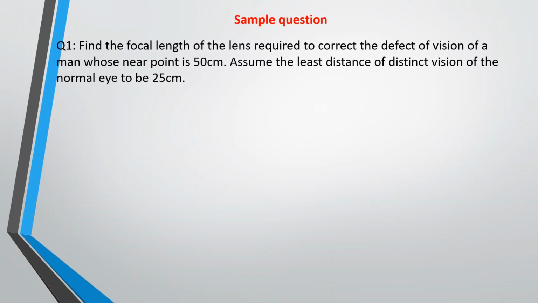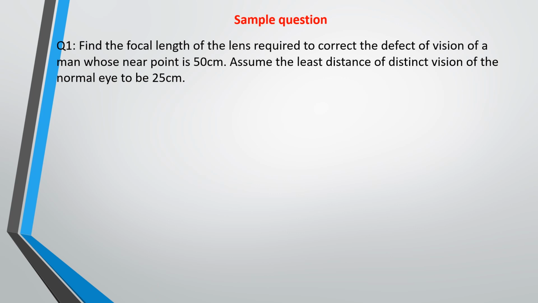Okay, so I have a sample problem here that relates to the defects that we just mentioned. This question says: find the focal length of the lens required to correct the defect of vision of a man whose near point is 50 centimeters. Assume the least distance of distinct vision of the normal eye to be 25 centimeters.